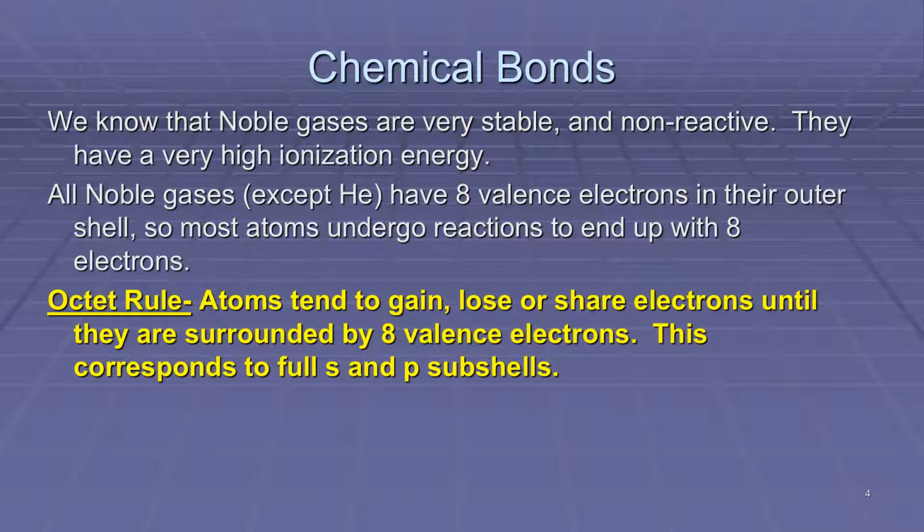And so the octet rule says that atoms will tend to gain, lose, or share electrons until they are surrounded by 8 valence electrons, or in other words, to correspond to a full s and p subshell for whatever shell we're talking about.